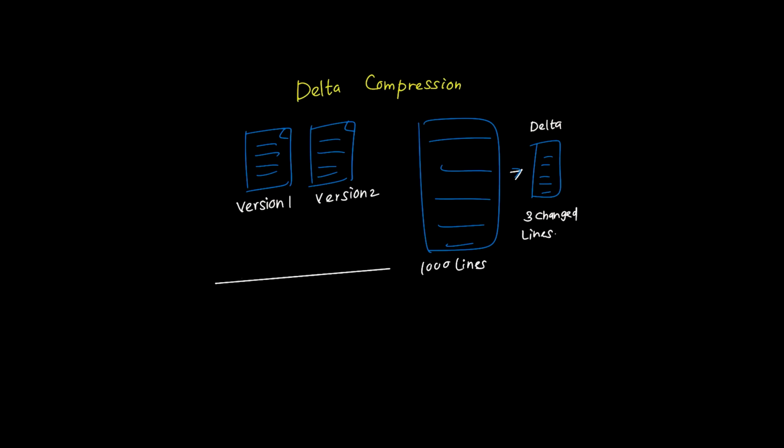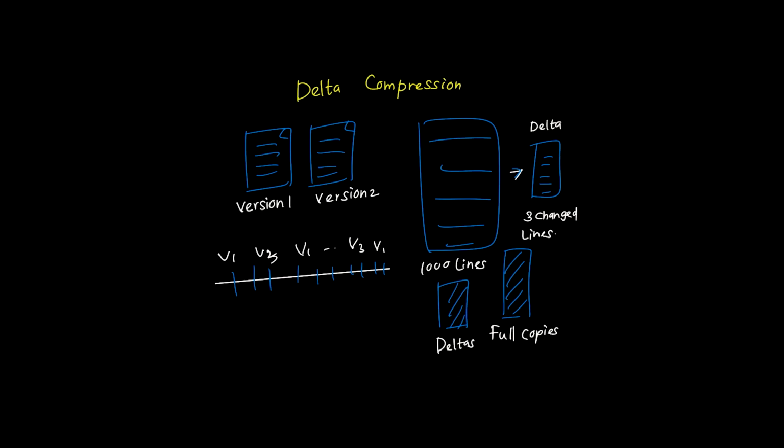It's like keeping a recipe for transforming version 1 into version 2, rather than keeping both complete versions. Git, Subversion, and other version control systems use this technique extensively. A repository with hundreds of versions might use less space than storing just 2 complete copies. This makes version control practical, even for large projects with extensive history.